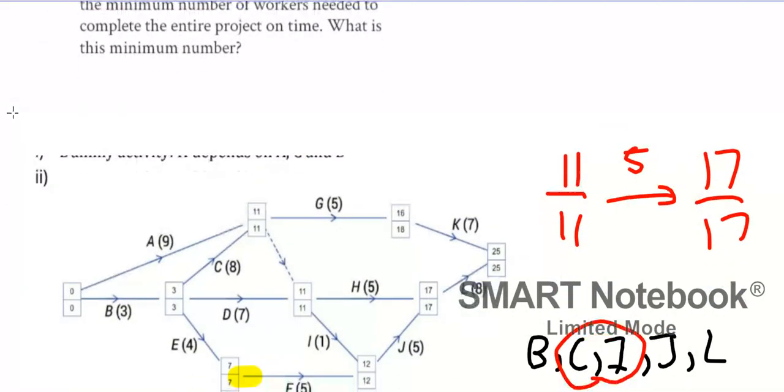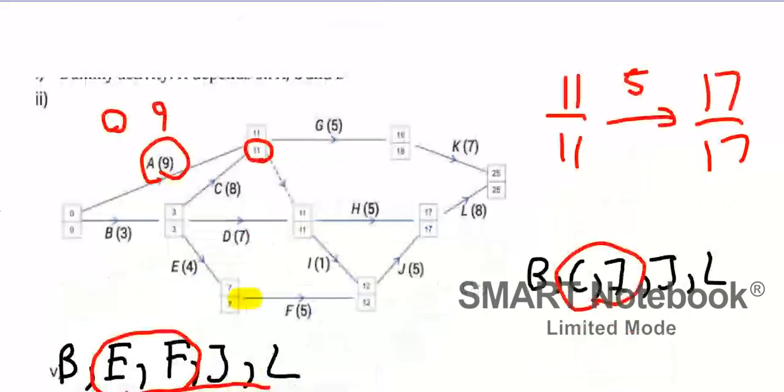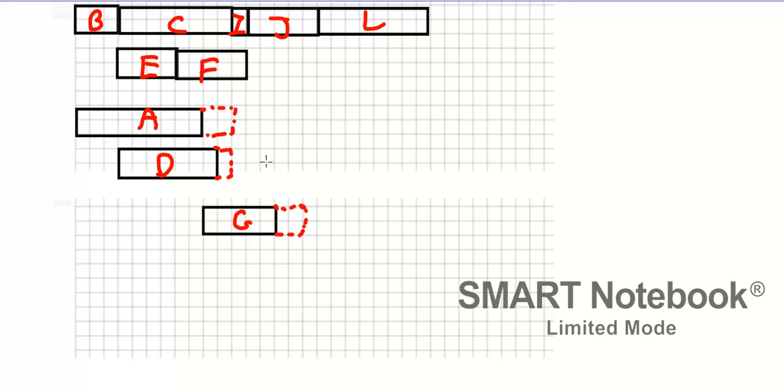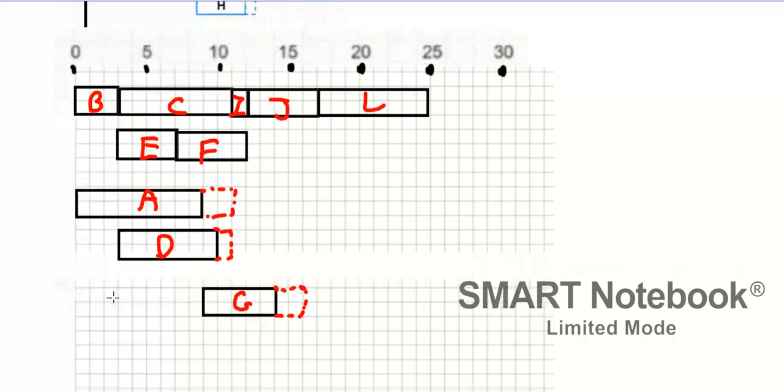A is length 9. So it starts at 0, ends at 9, but could end at 11. That's okay. Now, what's H? Guys, where's H start again? 11. Okay. And then, where's it end? H starts at 11, ends at 16.